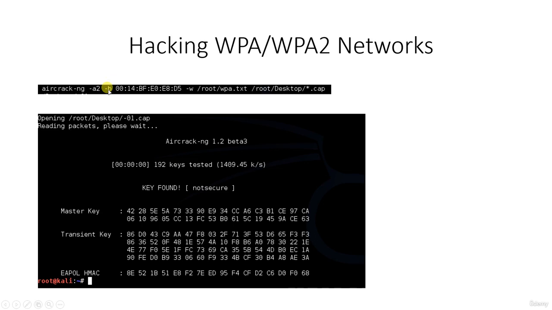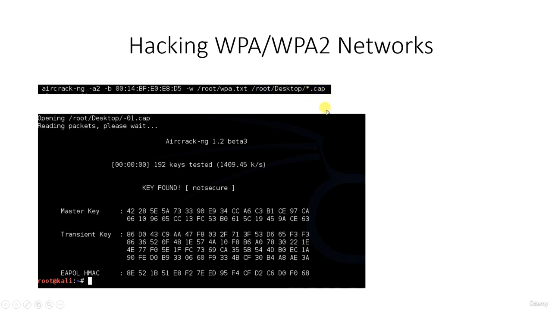-b stands for the BSSID. Replace this one, as I previously told, with your target router. Mine is this one. -w stands for wordlist, so replace the path. This is the wordlist. As you can see from the desktop, it is saved as wpa.txt. I have downloaded wpa.txt in the root folder. So root/Desktop/*.cap is the path of the .cap file that contains the password.